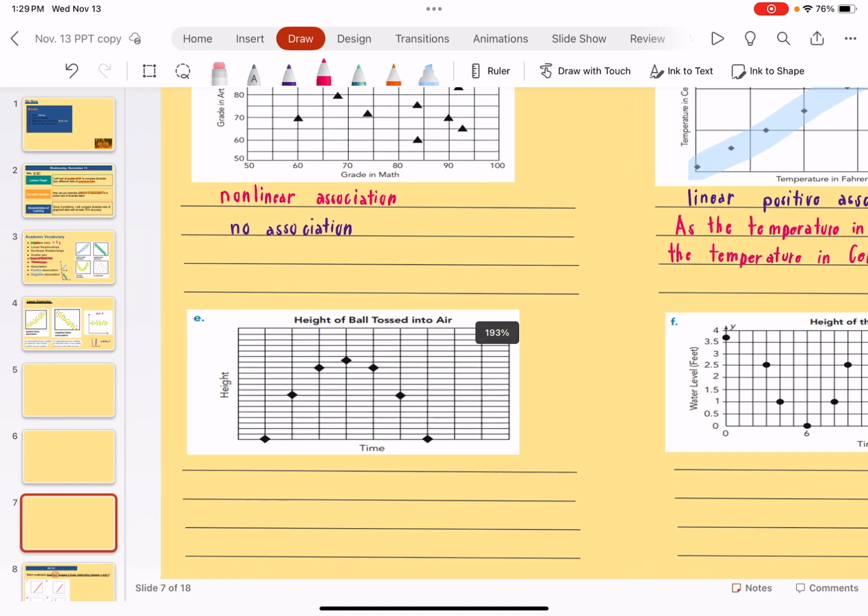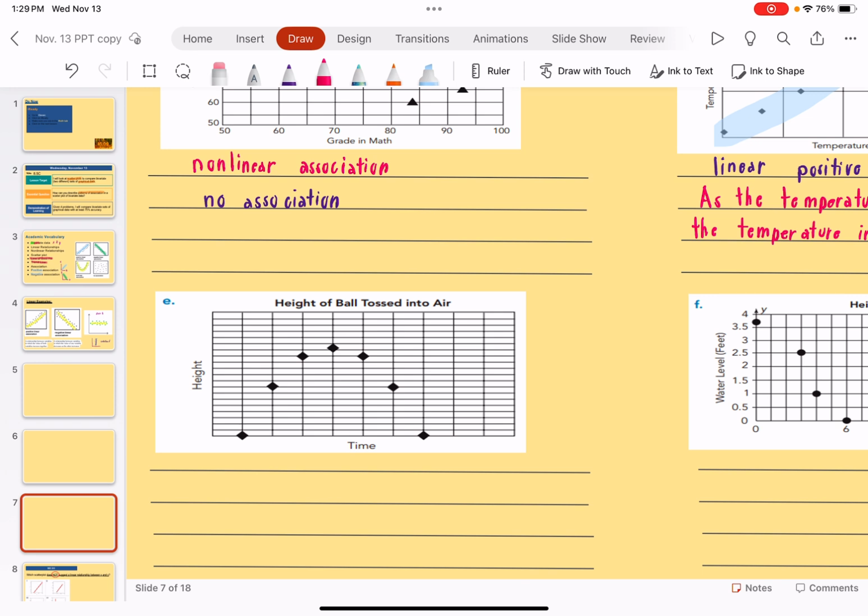Okay, so now we have this lower left-hand graph, height of ball tossed into air. So I'm going to draw a trend line, and my trend line is curved, right? So if my trend line is curved, that is a non-linear association.